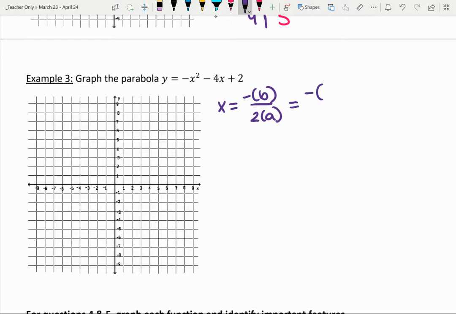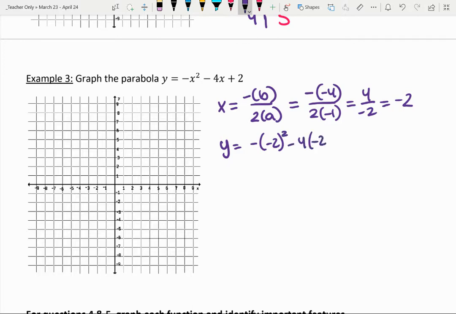Okay, so when we substitute these values here, remember to use those negative signs really carefully. We get 4 divided by negative 2, which is negative 2 there. And when we substitute back in to find our y value, we should get 6. So our vertex is (-2, 6), negative 2, positive 6.